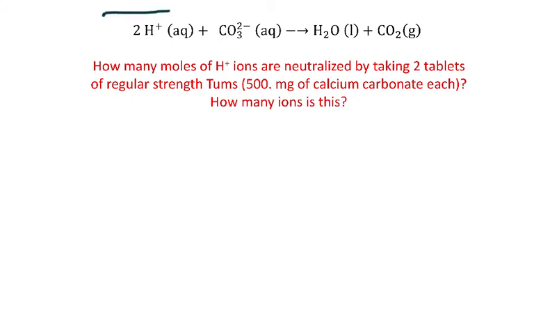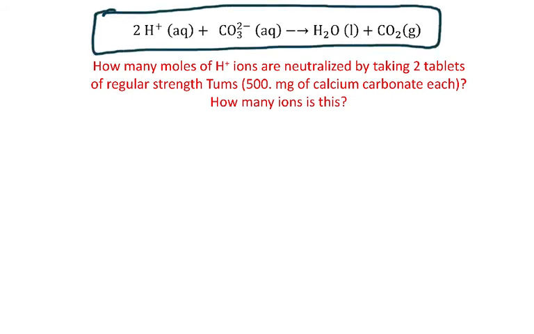So here's that net ionic equation. How many moles of H plus ions are neutralized if you take 2 tablets of regular strength Tums? And regular strength Tums, say 500 milligrams of calcium carbonate each. Okay, so we're going to take 2 tablets, and we want to know how many moles of H plus ions. And we have a balanced equation. Great. We've done this kind of question before. We've never done this particular question, but let's think through it here.